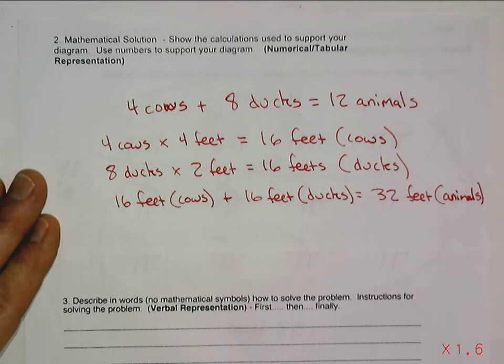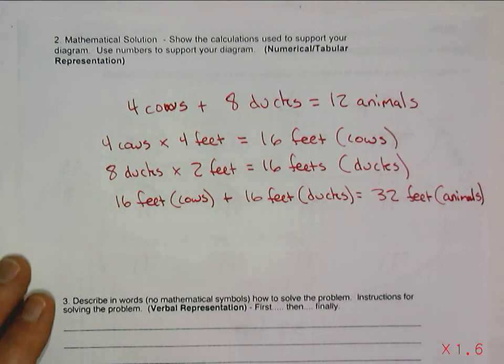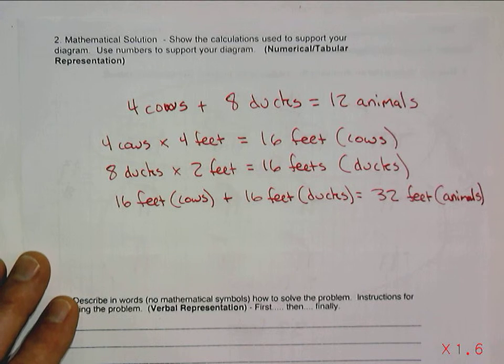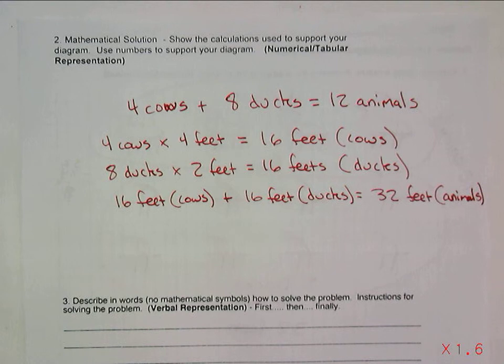And so now I have the mathematics behind the numerical representation of the problem, simply with numbers. You don't actually have the cows and ducks drawn out. But I started with the diagram to get the solution. Now I'm using the math to support the diagram.